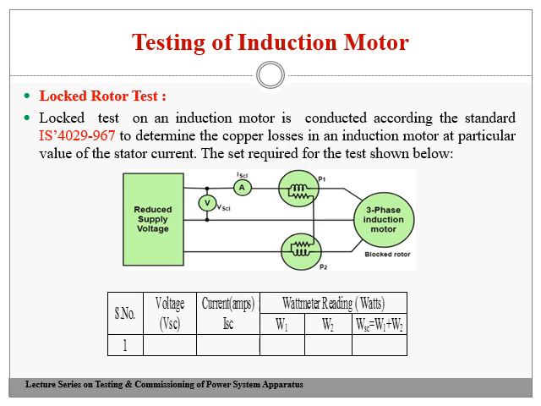After making the connections, we reduce the supply voltage until the ammeter shows the short circuit rated current. Once it does, the voltmeter reading, the ammeter reading, and the 2 wattmeter readings are taken, and the algebraic sum of the 2 wattmeter readings is taken as W_SC. This provides the copper losses in an induction motor at the particular short circuit current.